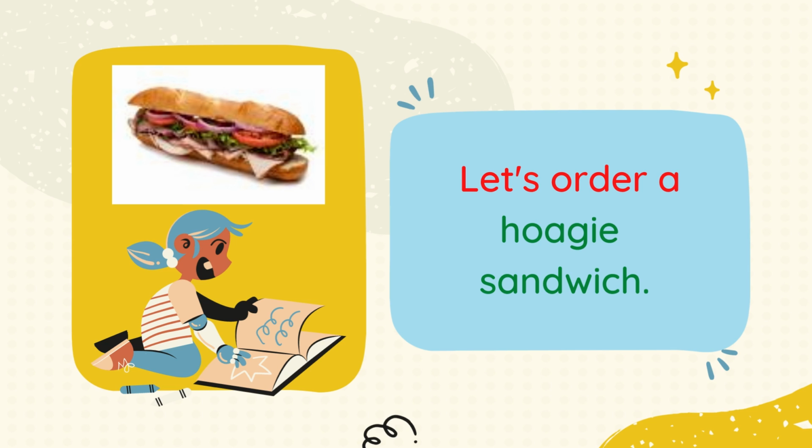We have here a typical use of tautology in everyday English. Let's order a hoagie sandwich. Hoagie is a sandwich by definition. It refers to a sandwich made up of long meat with cheese and salad. So no need to say sandwich. You simply say, let's order a hoagie.